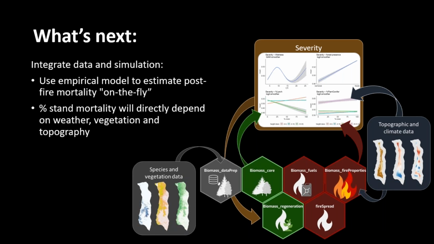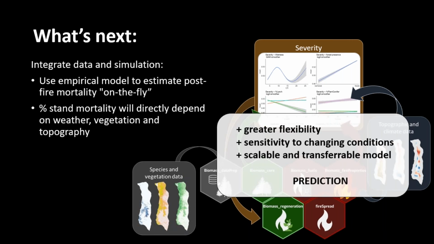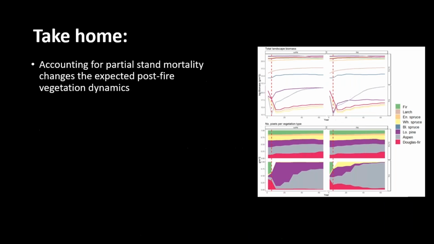So we can play around with these and try to develop predictive scenarios of, for example, what would happen under climate change. This provides more flexibility, more sensitivity to changing conditions, and a more scalable and transferable model, because then we can move it to other parts of Canada or even the world if some of the properties are common. So really important for prediction here.